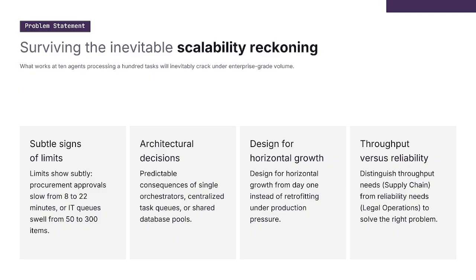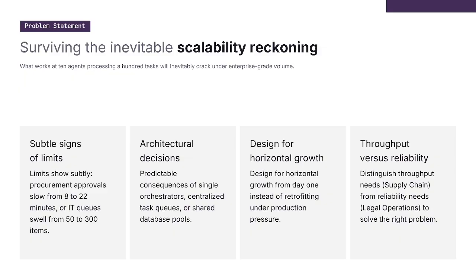So the problem statement here is surviving the inevitable scalability reckoning. What works for 10 agents processing 100 tasks will inevitably crack under enterprise grade volume. You cannot use what worked for 10 agents implementing 100 tasks to design for 10 agents that will be implementing 1,000 tasks. No, that system is going to fail. So you cannot use that design pattern.